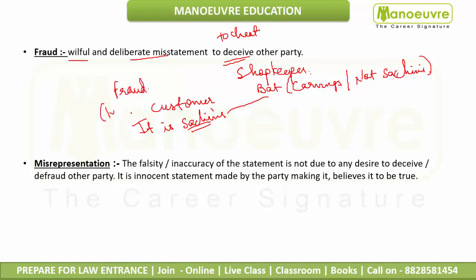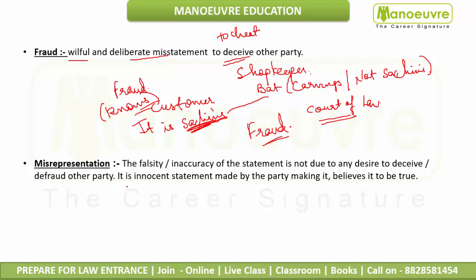वो झूठ बोल रहा है कि it is Sachin's bat because he knows that it is not Sachin's bat. He already knows this, correct. So it will be what? It will be fraud. So once the customer comes to the awareness that it is not Sachin's bat, then he can go to the court of law. Am I clear? Stating that the fraud has been played on him.